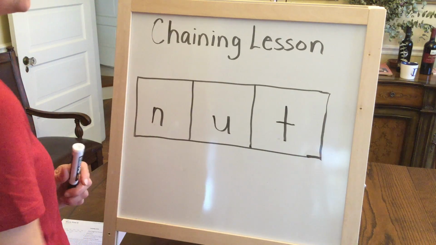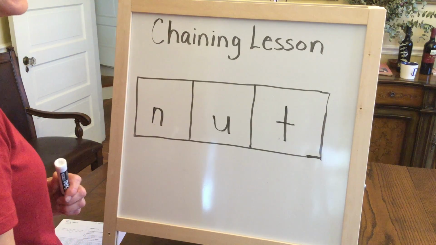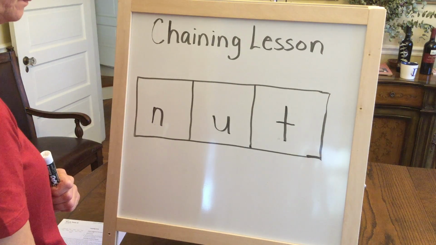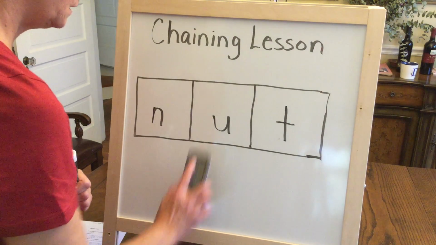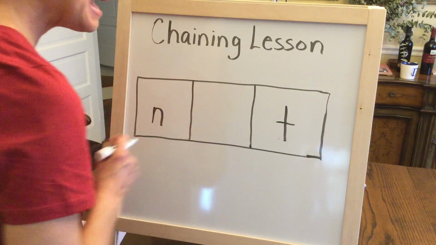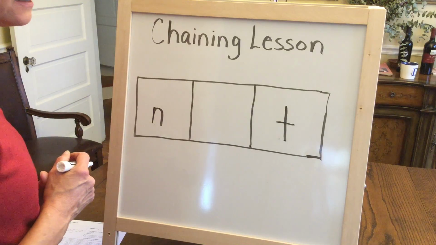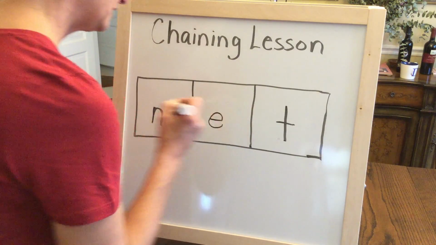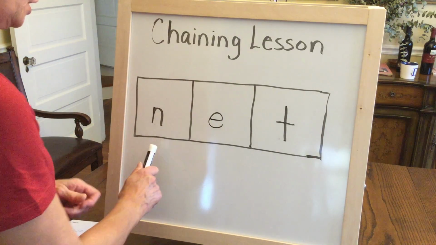Now we're going to change our sound to eh. I'll give you a moment to do that. Good, correct. You're going to change this sound, and you're going to put an eh. What letter says eh? E, correct. So you're going to put an E here. Now let's read this word.